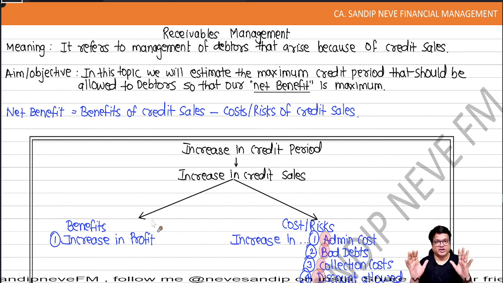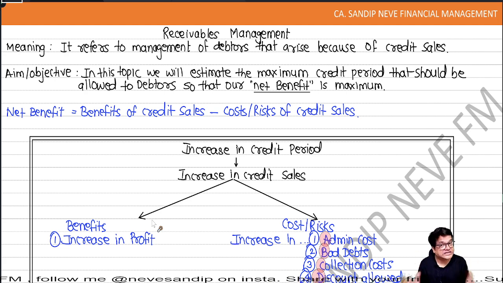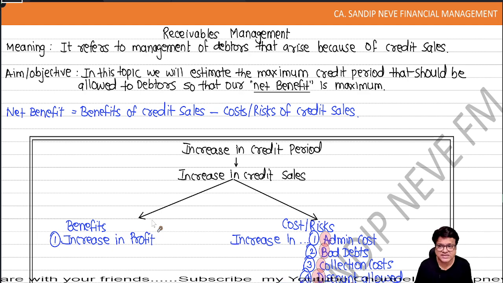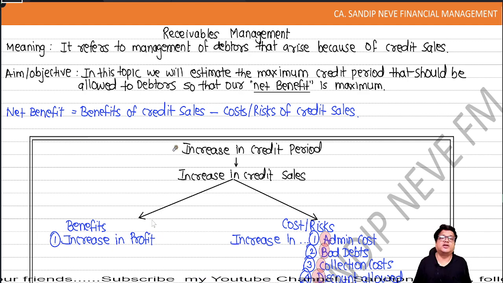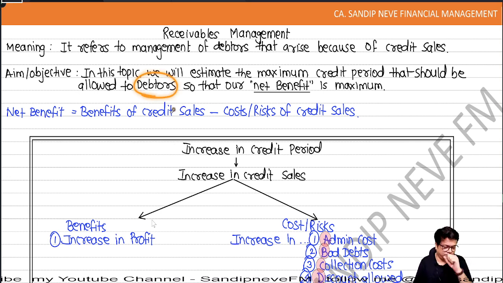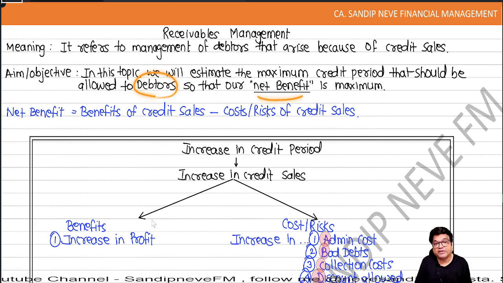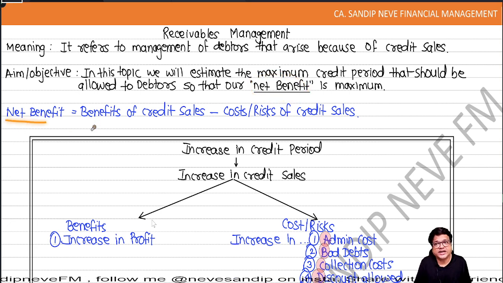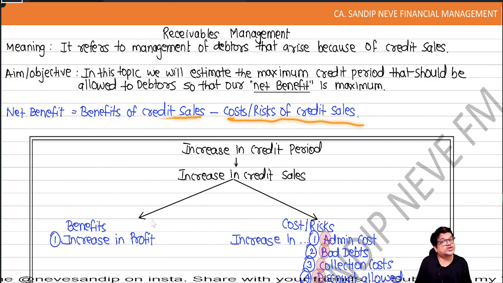So, people, today we plan to discuss receivables management. We all know what receivables management is. It is management of debtors that arise because of credit sales. What is the aim of this topic? We will learn to calculate that credit period which should be allowed to our debtors so that our net benefit is maximum. So what is this net benefit? It is benefits of credit sales minus cost or risks of credit sales.